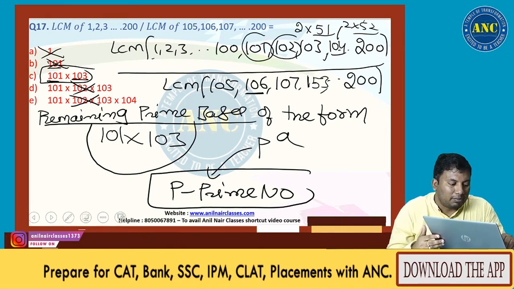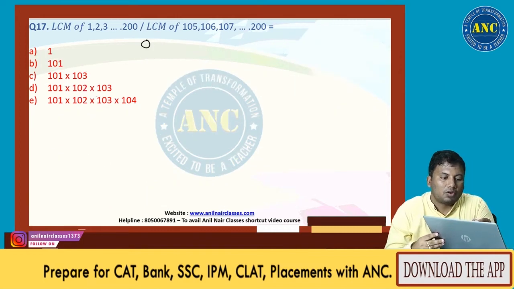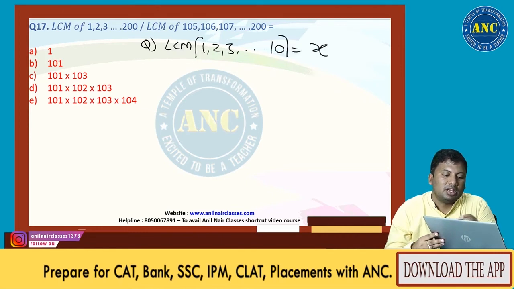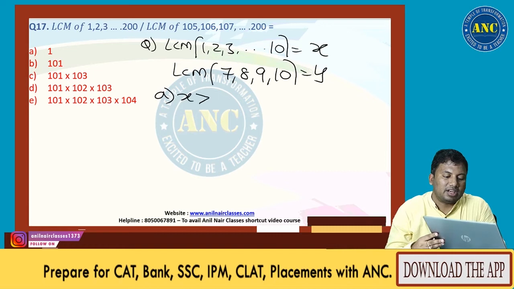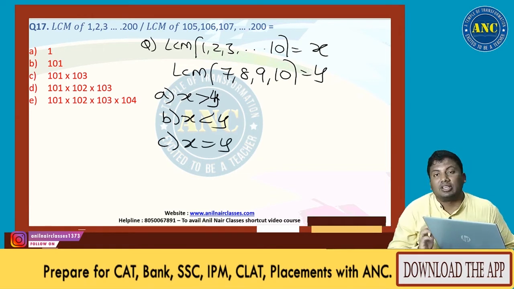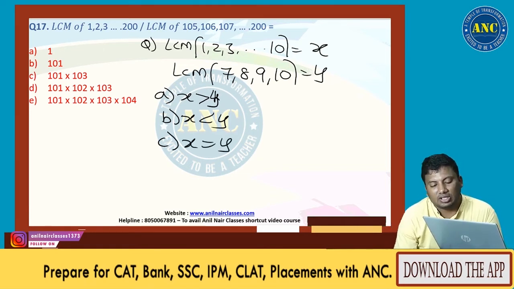Now let me take another question. LCM of 1, 2, 3 till 10 is X. LCM of 7, 8, 9, 10 is Y. What is the relationship between X and Y? X is greater than Y, X is less than Y, or X is equivalent to Y?